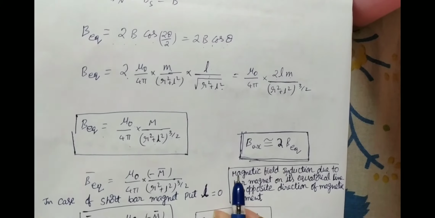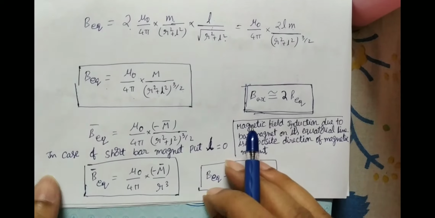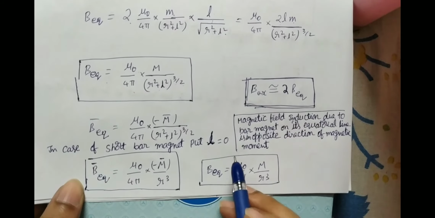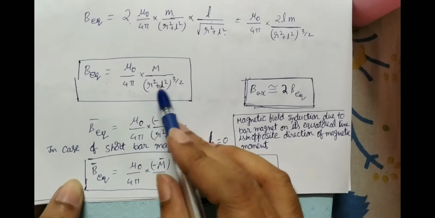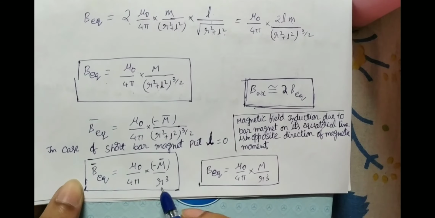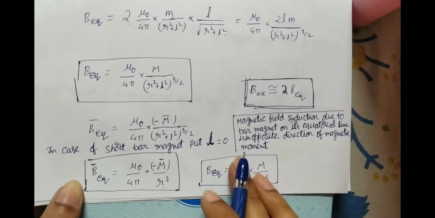Suppose you take a short bar magnet. In case of a short bar magnet, what can you take? Put l equal to 0 in that case. So if you take l equal to 0, then you get r square whole power 3 by 2, you get r cube. And in this case the field we are getting is opposite to the magnetic moment direction.